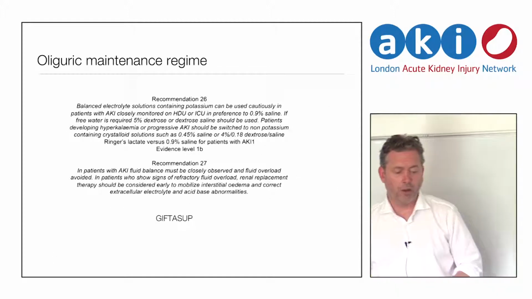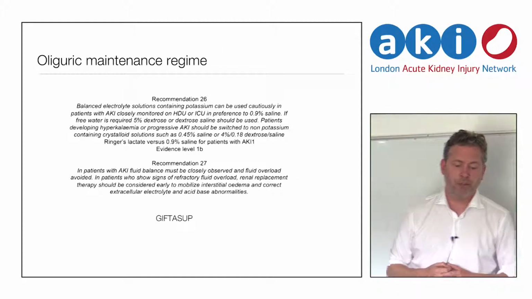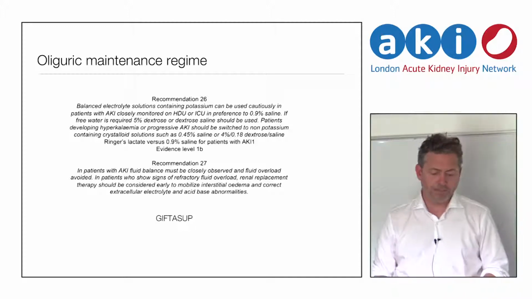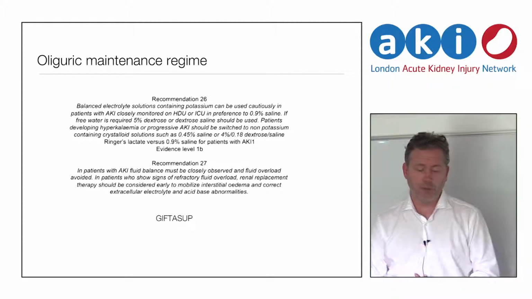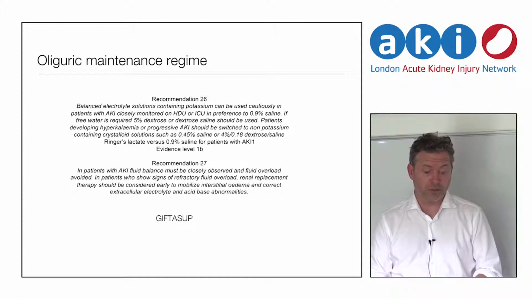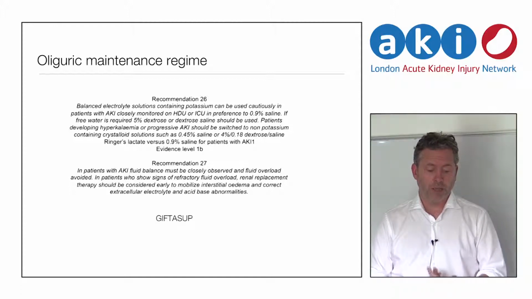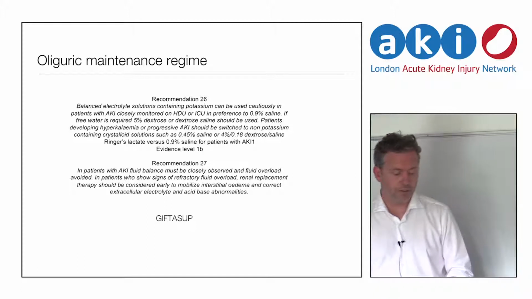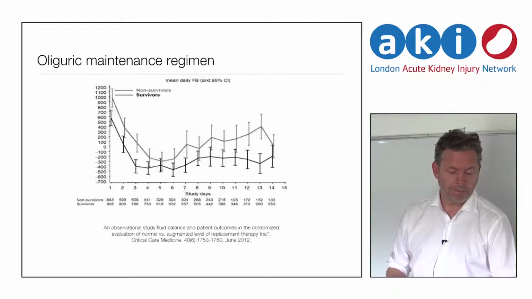Finally, moving on to the oliguric maintenance regimen, some good guidance here in Giftasup. If we move to recommendation 27, in patients with AKI, fluid balance must be closely observed and fluid overload avoided. In patients who show signs of refractory fluid overload, renal replacement therapy should be considered.